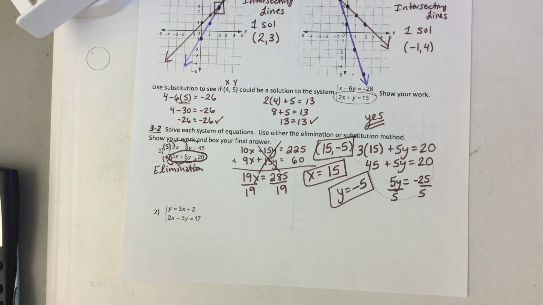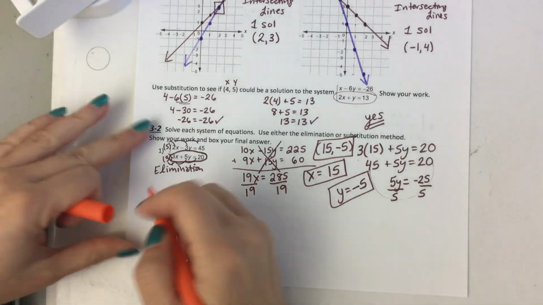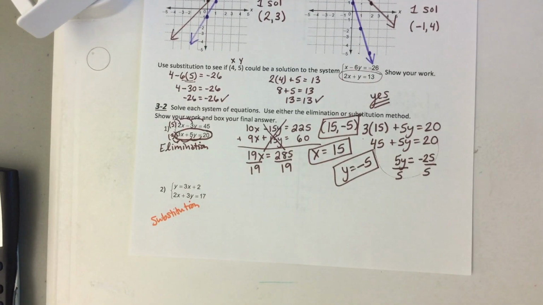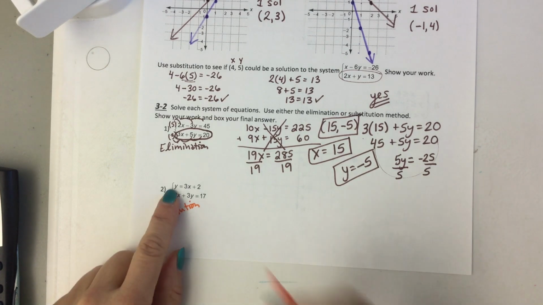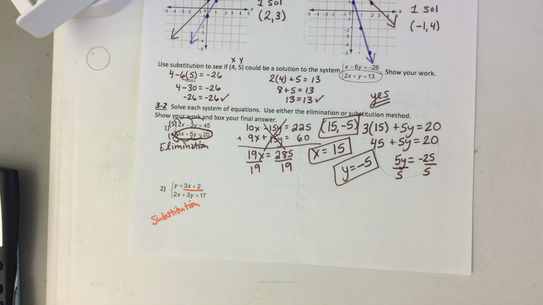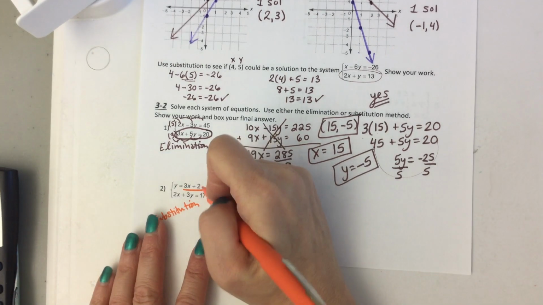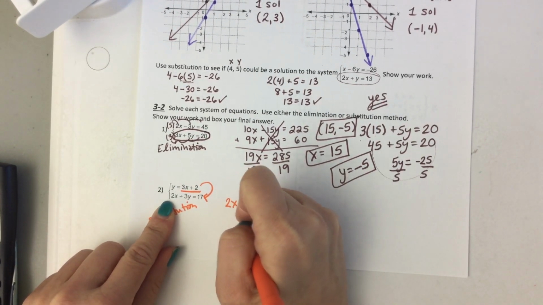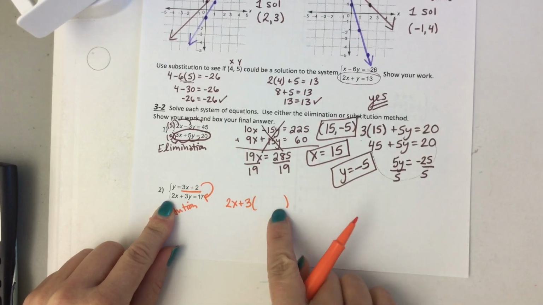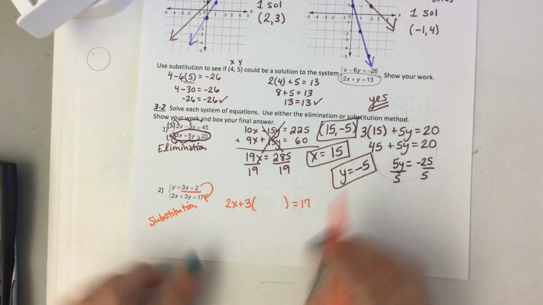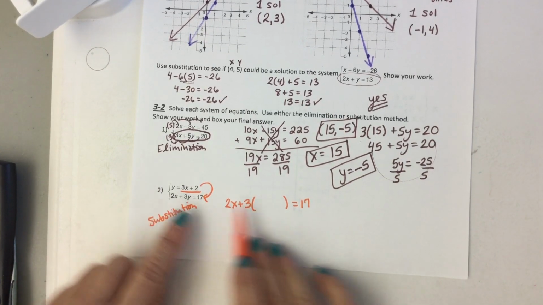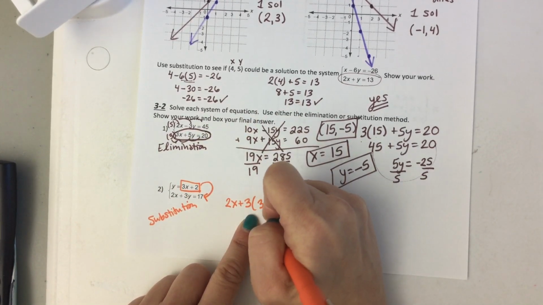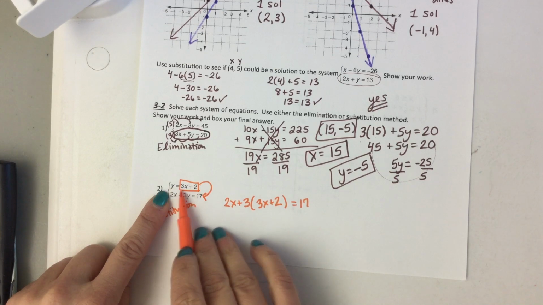Okay, the next one, let's use substitution. The way that you use substitution, you have to have one letter all by itself. So if I look, I already have that: y equals 3x plus 2. So what I can do is substitute that into the second equation. I'd have 2x plus 3, where y is, I'm substituting in its value, equals 17. Every single thing from the second equation stayed except for the y. Y is going to become 3x plus 2 because that's what y is the same as.